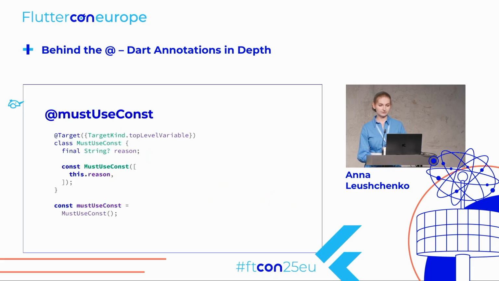Let's start with this declaration. Here we have a Dart class called must-use-const with a const constructor and a const instance of such class. Also notice the target annotation above the class. It indicates what type of code elements can be annotated. In our case, it's a top-level variable. So it will automatically issue a warning if some unexpected code element is annotated instead.